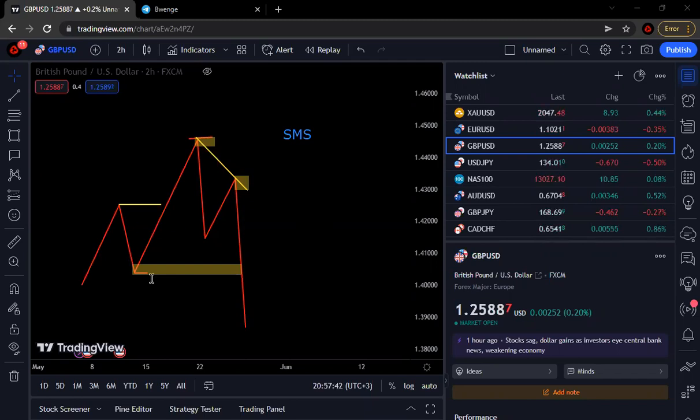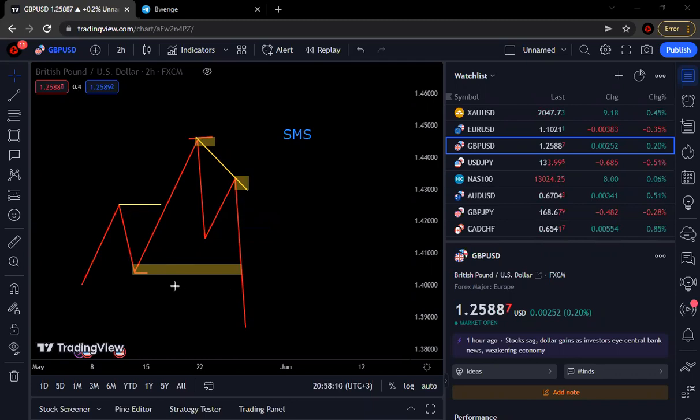Always remember that. You cannot say here you have a mitigation block. No. Why? Because the movement started here and it didn't break this one. The one which breaks structure is this one. Why? Because the market started moving from here and it broke this structure. Understood? That is very, very important.